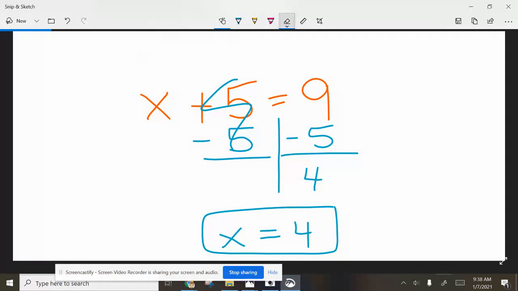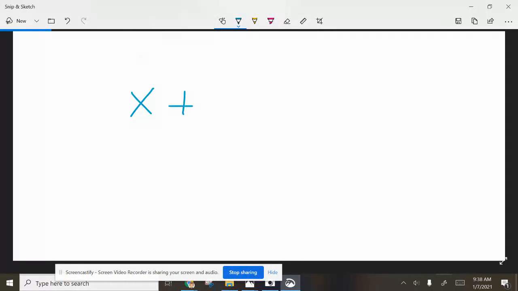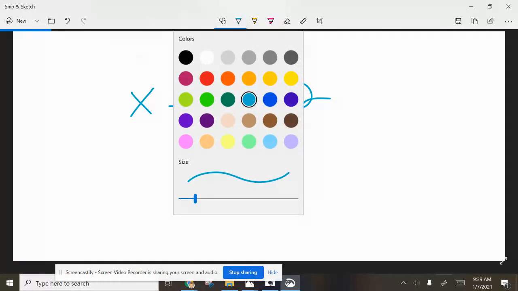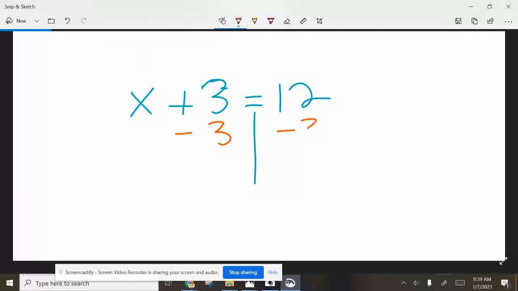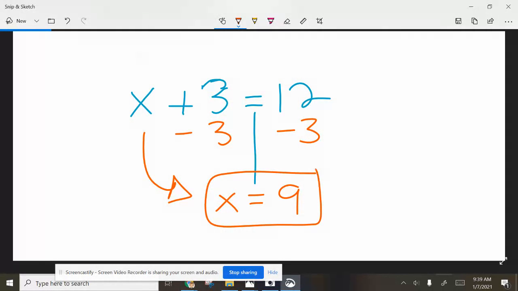Okay, let's do a couple of these to remember what we're doing. What if I said x plus 3 equals 12? Go ahead and solve that one for me. Subtract both sides. Bring down the x equals 9. Okay. So what was the opposite operation? We had a positive 3 here, and to get rid of it, we did the opposite of positive 3, right?